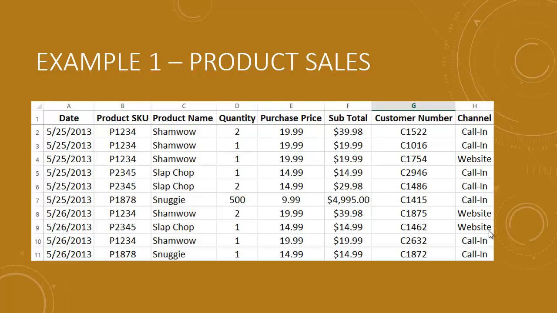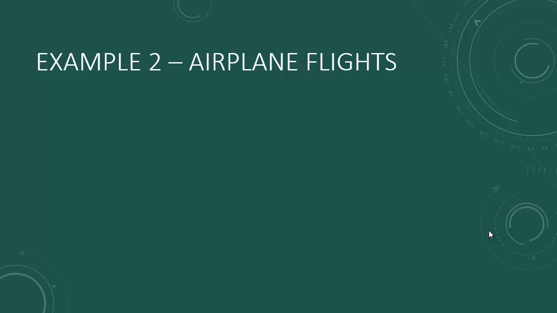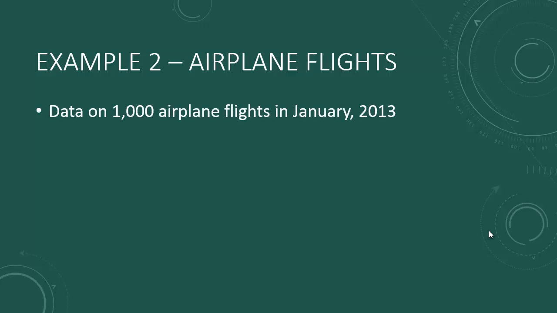Since I don't have real data on the sales of these products, I'm going to use a different data set for the rest of this demo. Airplane flights, a data set that is freely available from the Bureau of Transportation Statistics. So let's say we have a data set that represents about 1,000 airplane flights that took place in the month of January. And we only have nine columns of data.